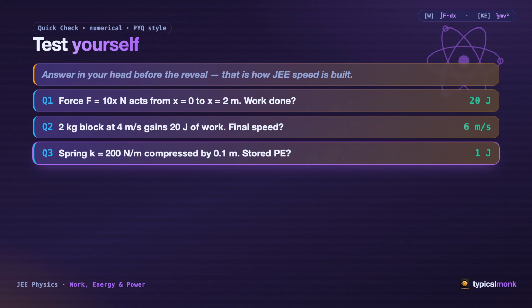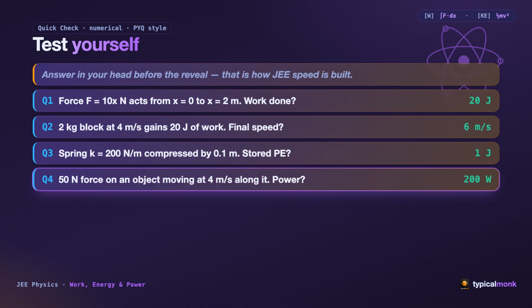Question 3. A spring with K equal to 200 newtons per meter is compressed by 0.1 meters. What potential energy does it store? 1/2 times 200 times 0.1 squared, 1 joule. Question 4. A 50 Newton force acts on an object moving at 4 meters per second along the same direction as the force. What is the power delivered? 50 times 4, 200 watts.